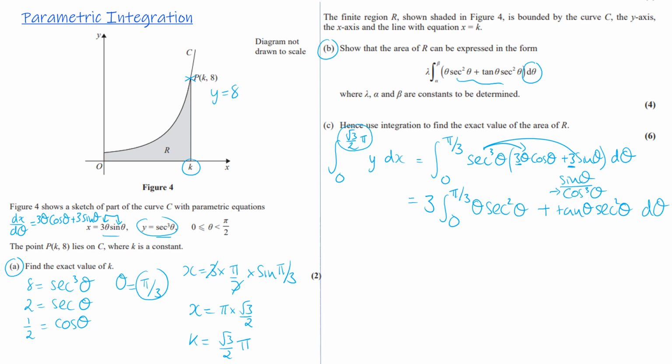So is that what we need? Yeah, theta sec squared and tan sec squared. So here my lambda is equal to 3, alpha is equal to 0, and beta is equal to pi by 3.